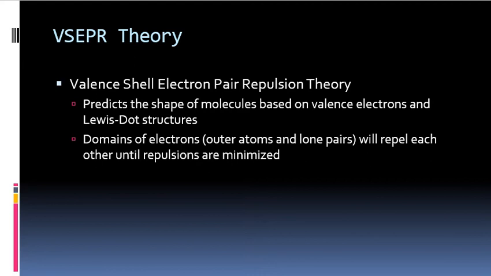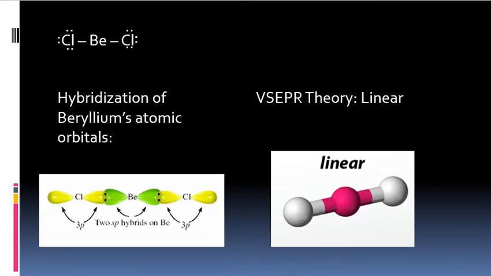The key is that the domains of electrons, or the outer atoms and any lone pair located on the central atom, will repel each other in such a way until those repulsions are minimized. And, well, let's just see some examples of that.